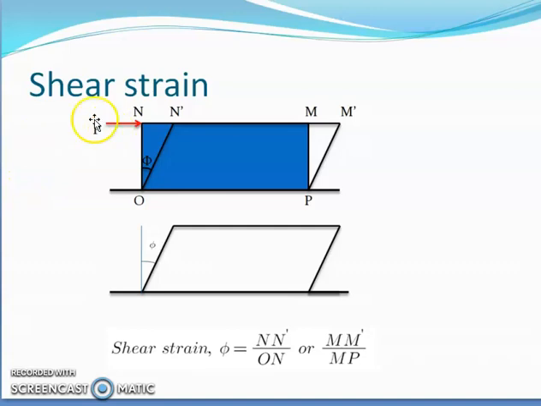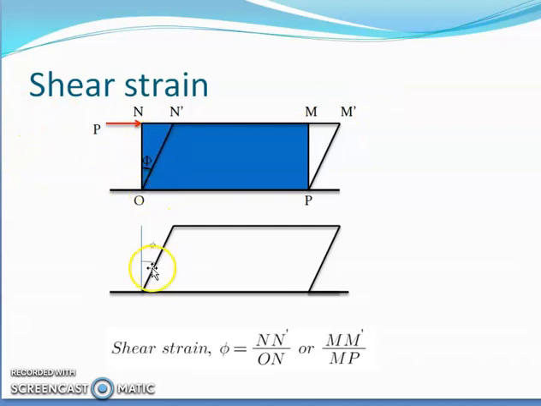Right? I am applying some horizontal force of amount P. Because of the action of the force, what happens? The rectangular shape of the material changes to the parallelopiped one. So this position of N changes to N dash and position of M changes to M dash. So the angle of deformation is phi.